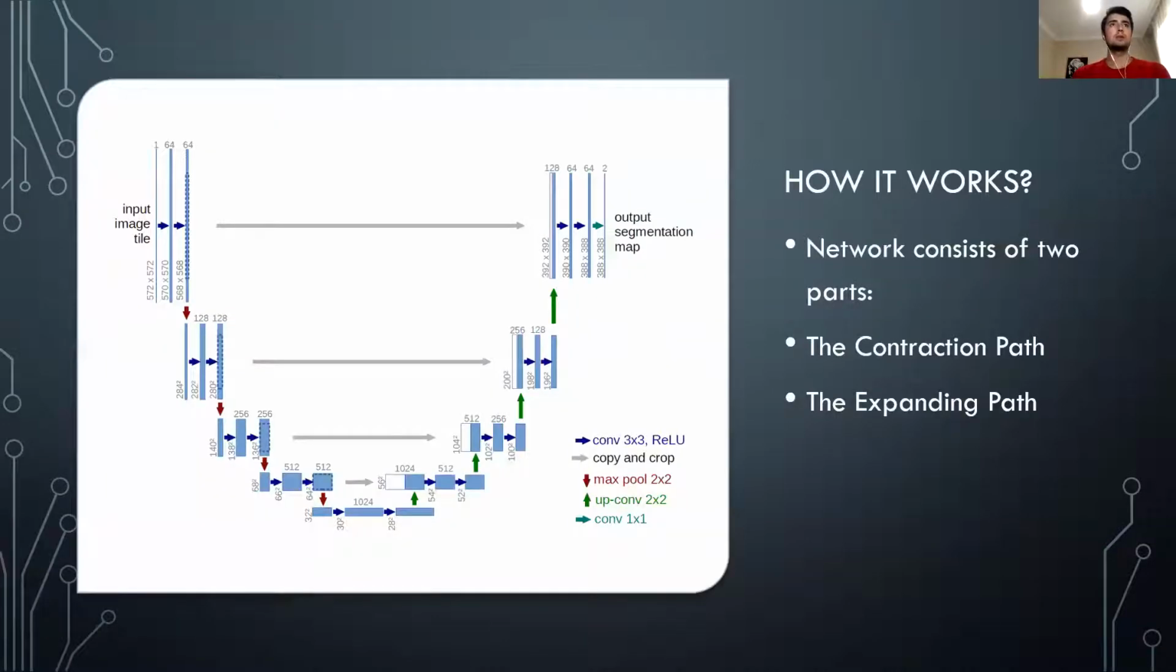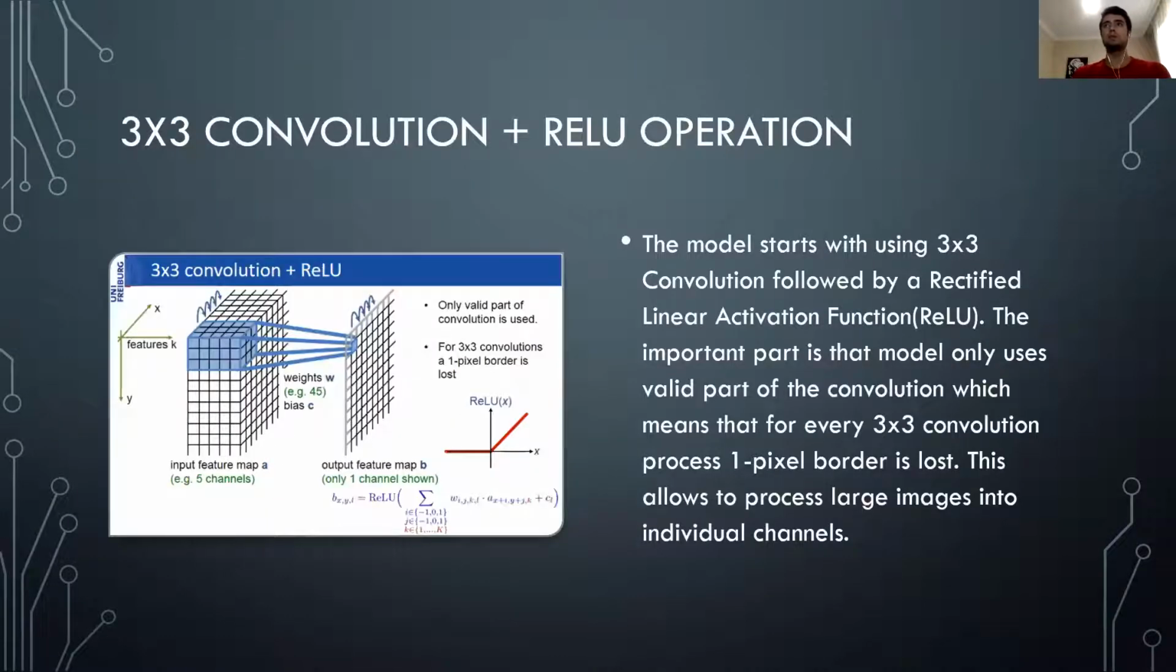So here we can see a small illustration of the UNet architecture. The network consists of two parts, the contraction path and the expanding path, and the network's name comes from the U-type shape of the architecture. The model starts with using 3x3 convolution followed by a rectified linear activation function. The important part is that the model only uses the valid part of the convolution, which means that for every 3x3 convolution process, one pixel border is lost. This allows processing large images into individual channels.